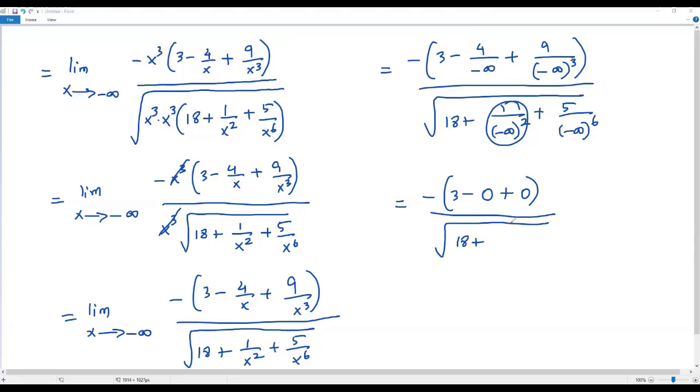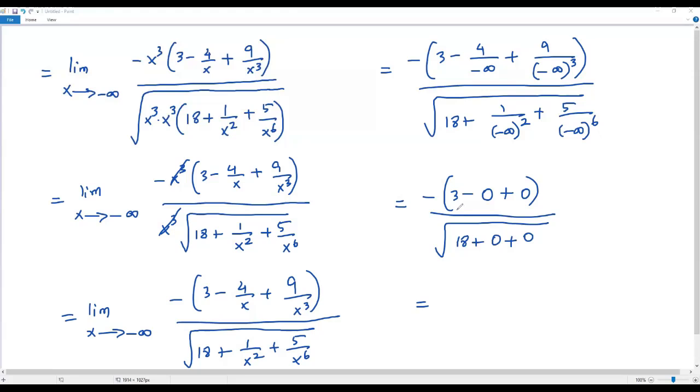So 1 over negative infinity, whole squared. So it's a very large negative value, and when I take an even exponent, it will become a very large positive value. When I divide 1 by a very large positive value, it will become 0. And for the same reason here, a very large negative value raised to the even power will become a very large positive value. When we divide a finite value 5 by a very large positive value, it will become 0.